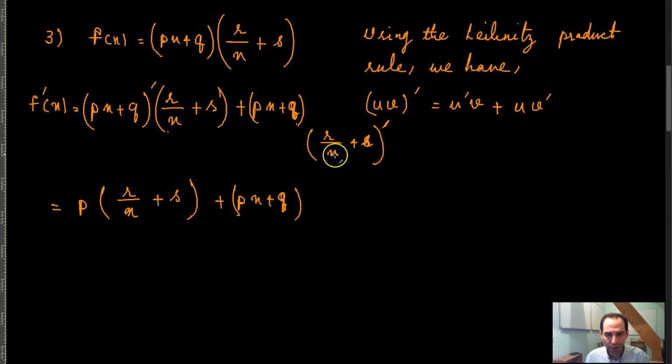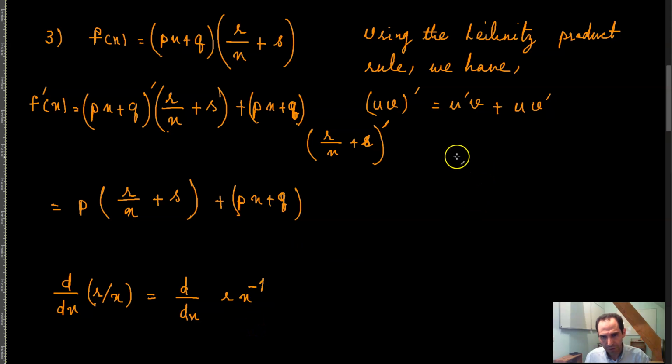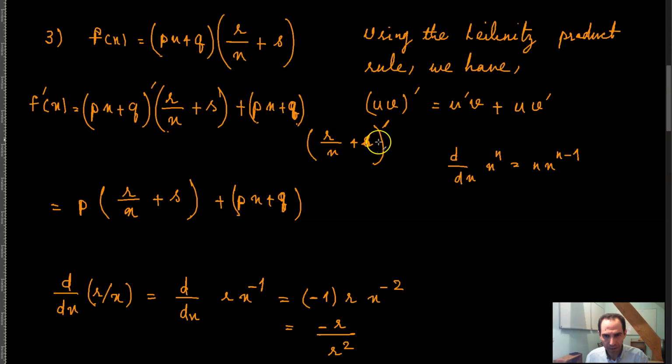And the derivative of r over x is d by dx of r over x. So this is a constant, this is the variable, right? Now you can write this as d by dx of r times x raised to the power negative 1. And you know that d by dx of x raised to the power n is equal to n times x raised to the power n minus 1. So that means this becomes negative 1 times r times x raised to the power negative 2, which is equal to negative r divided by x squared. Negative r divided by x squared.